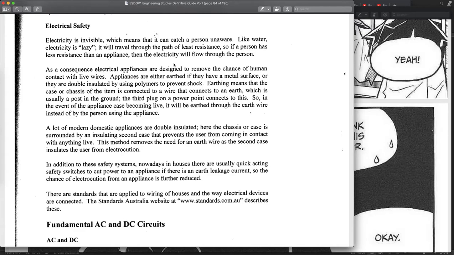What we've got here, as a consequence, we're designed to cover the live wires with plastic. Then, if something has a metal surface, appliances are either earthed if they have a metal surface. So if something is made out of metal, it has to have an earth. We'll talk about that in a second. Or they can be double insulated using polymers to prevent shock.